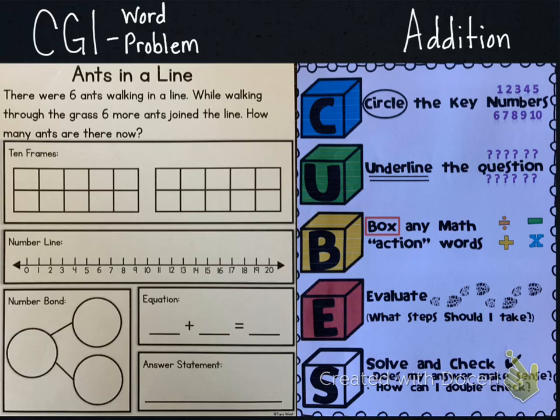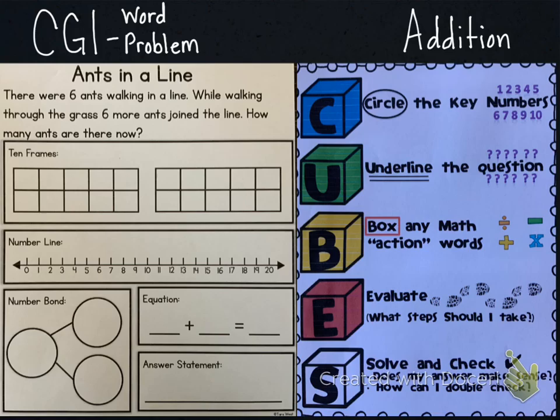All right, we're going to read the problem. I'm going to pause in between as we're going along just so you can solve this at home as well. Our problem says, ants in a line. There were 6 ants walking in a line. While walking through the grass, 6 more ants joined the line. How many ants are there now? All right. So if you have your paper and pencil out, we're going to slowly go through the problem.